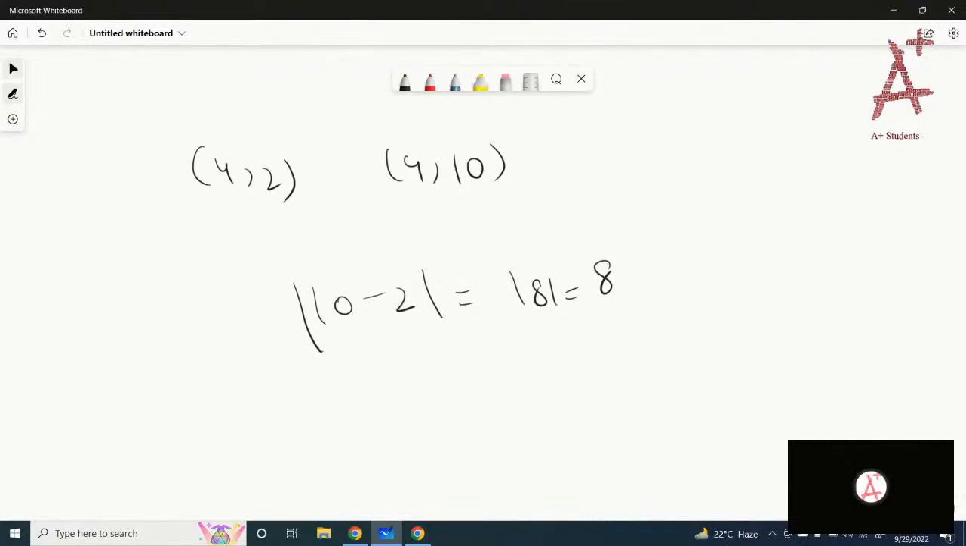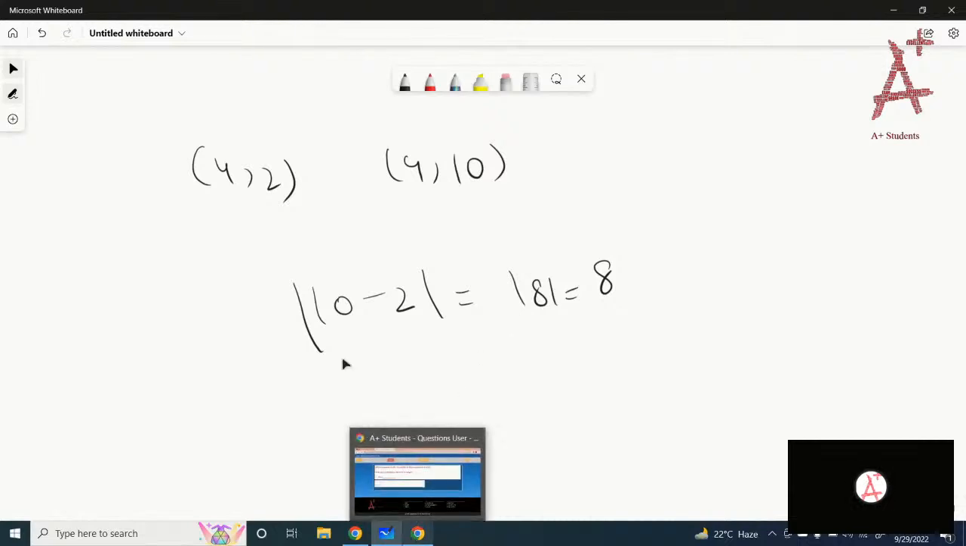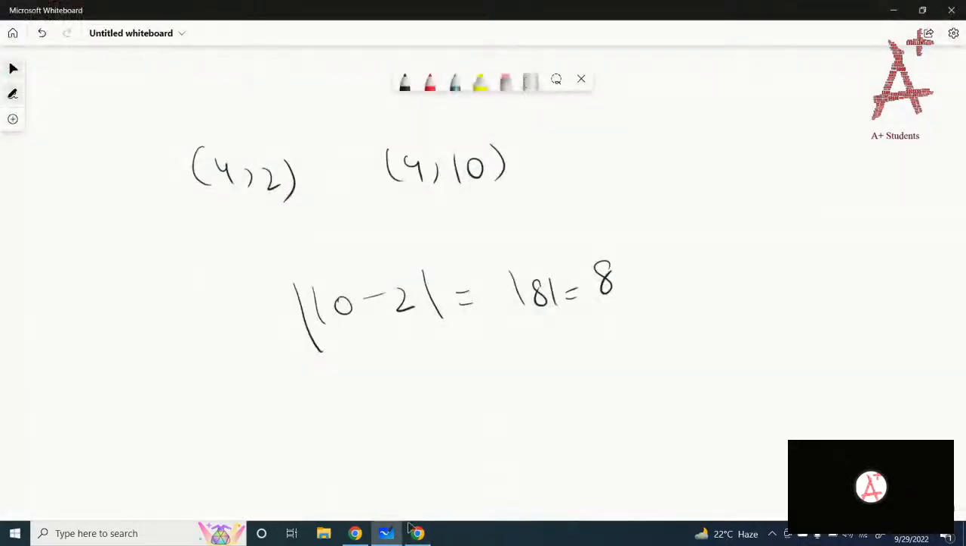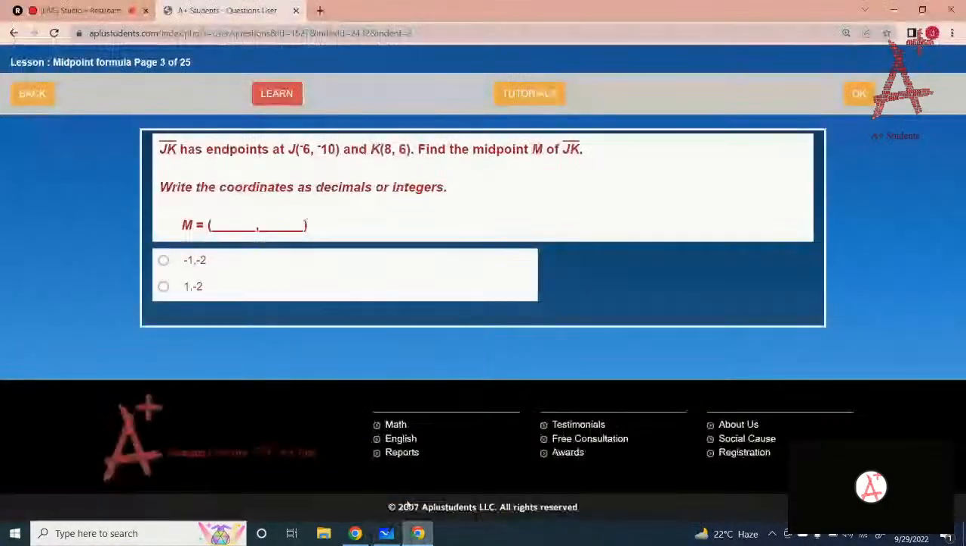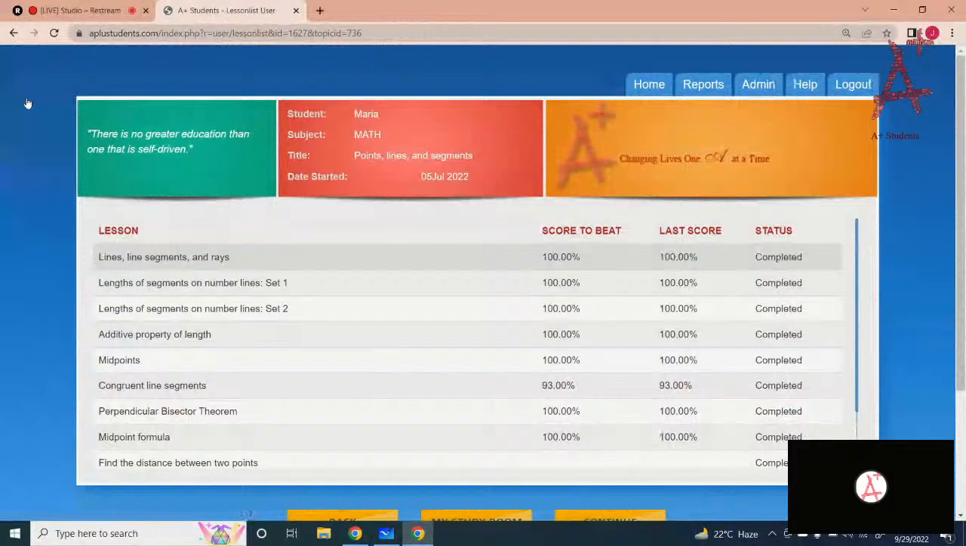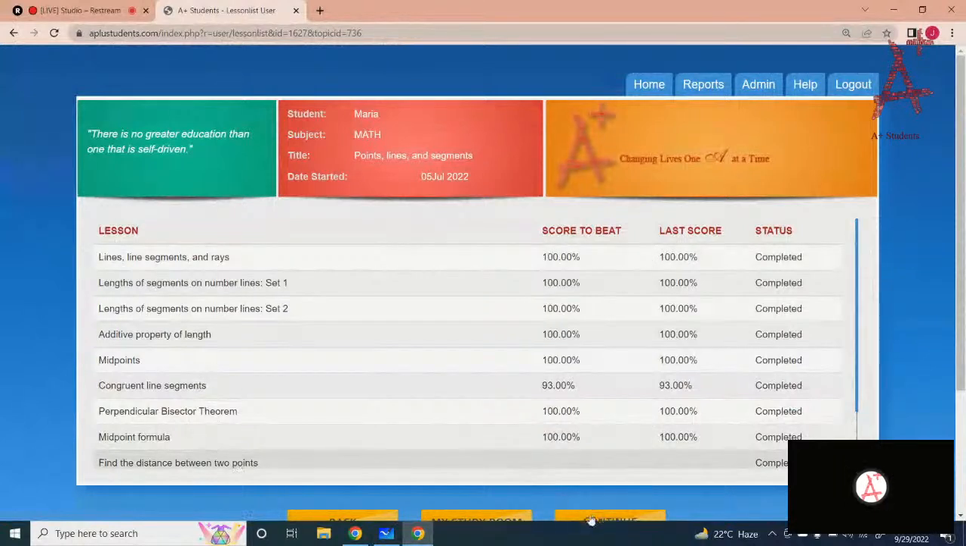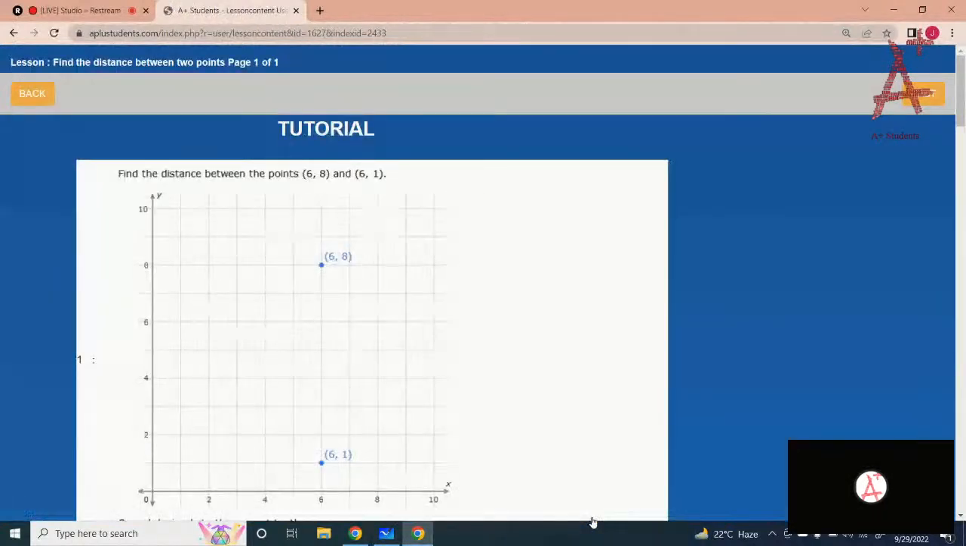Okay, let's start with a test so that we can do some practice questions. Just click on the test button. The topic is find the distance between two points. Okay, the distance between the two points (6, 8) and (6, 1).